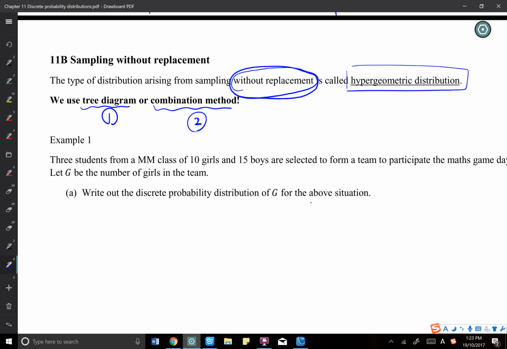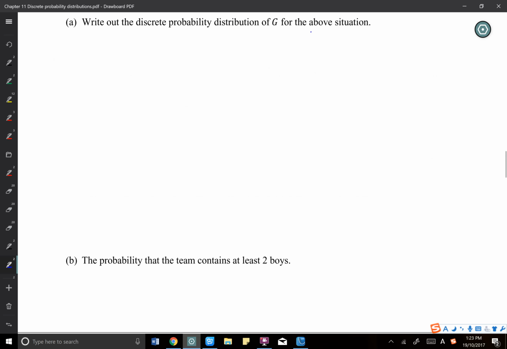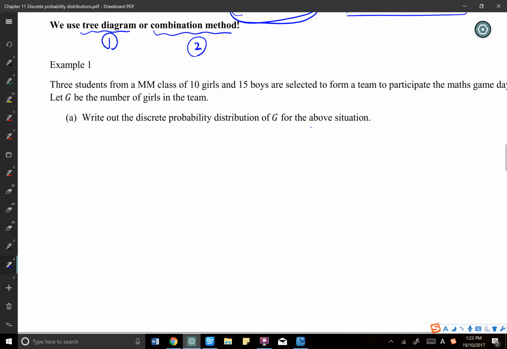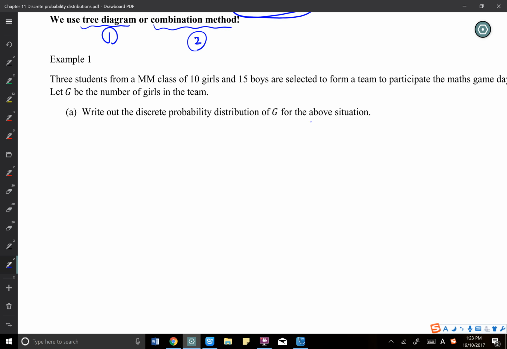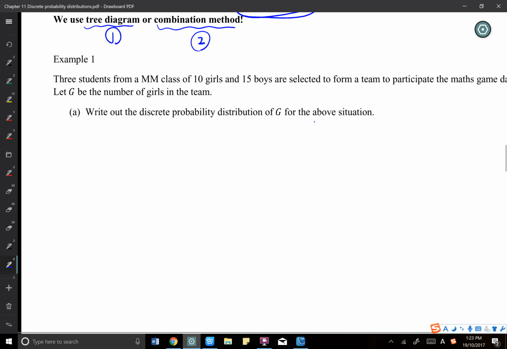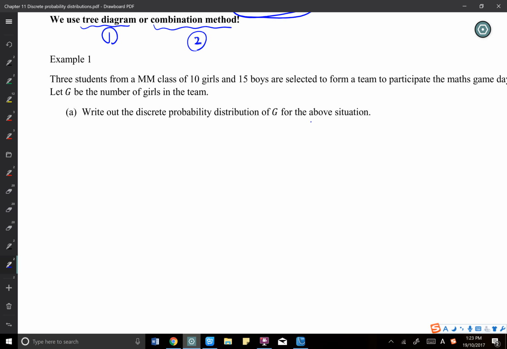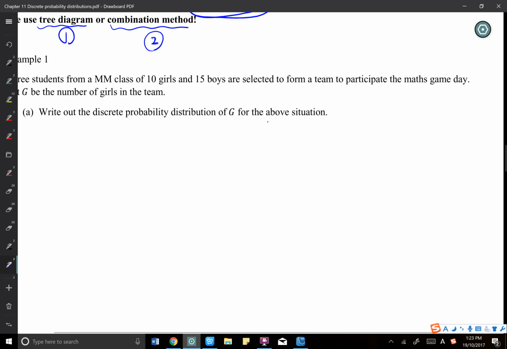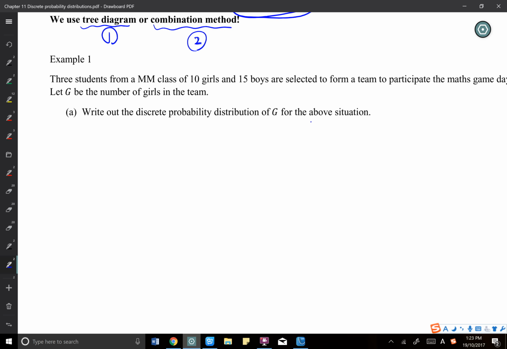Let's have a look at example 1. It can be a lot of writing here. The first question will be a lot of writing. 3 students from a class of 10 girls and 15 boys are selected to form a team to participate in the math game day. Let G be the number of girls in the team. Can you let me know what G could be?